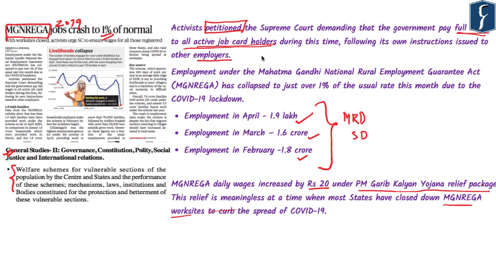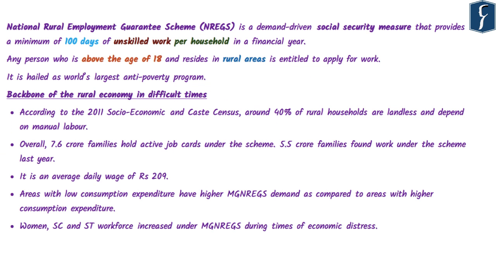But the data shows that last year there were 7.6 crore active job card holders, but only 5.5 crore families were seeking jobs. So as to whom should be compensated, that is a technical issue. How the Supreme Court will resolve this, that is to be seen. Since this is a very important topic for the coming mains examination, we will cover this in greater detail. So let's begin from the beginning.